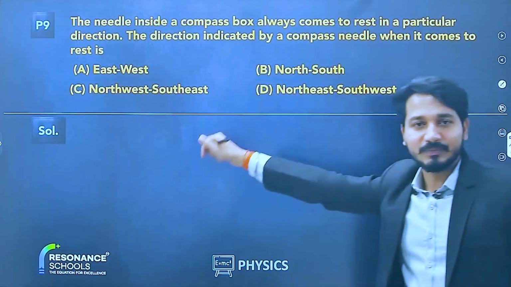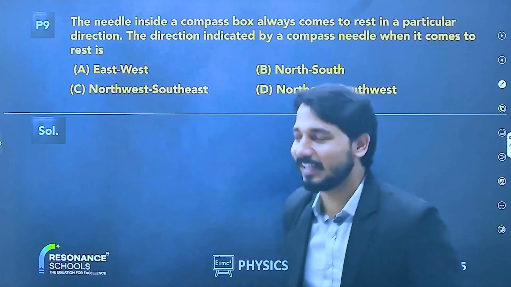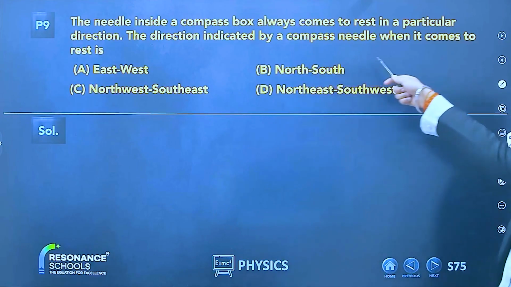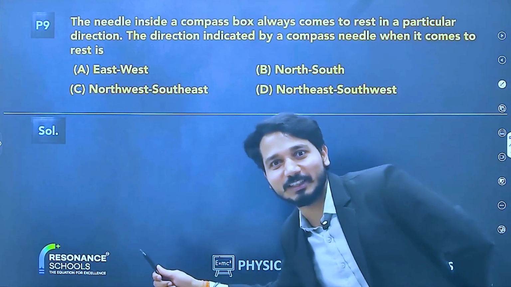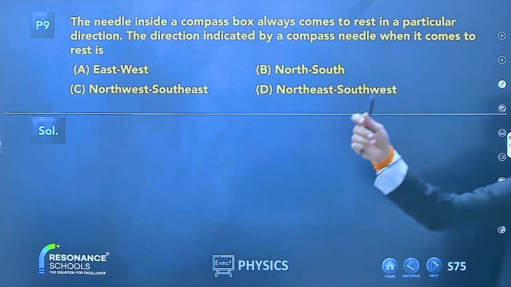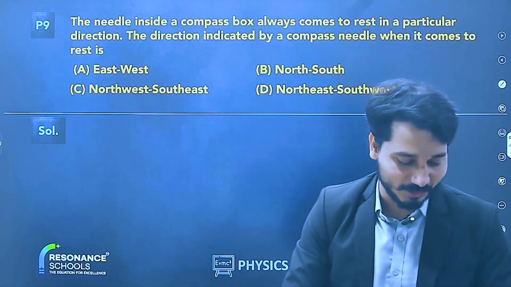Question number 9. The needle inside a compass box always comes to rest in a particular direction. What is the direction indicated by the compass needle when it comes to rest? It is very easy. I guess everyone will get +6 in this question.